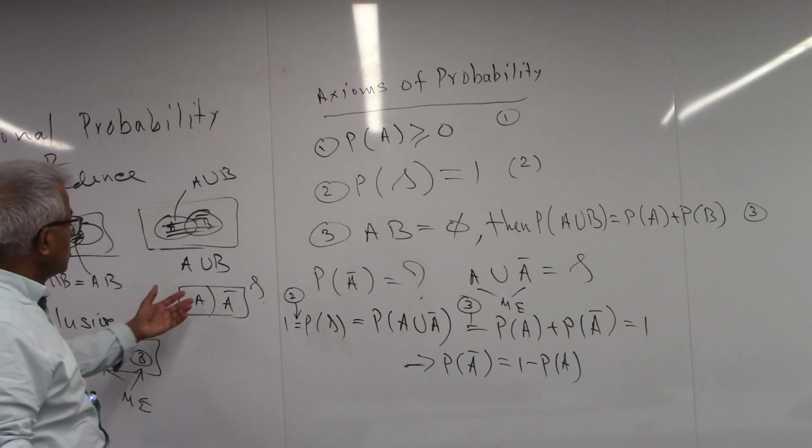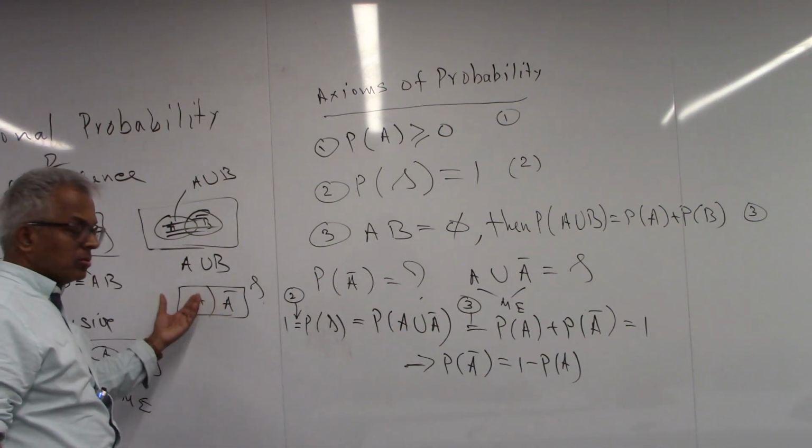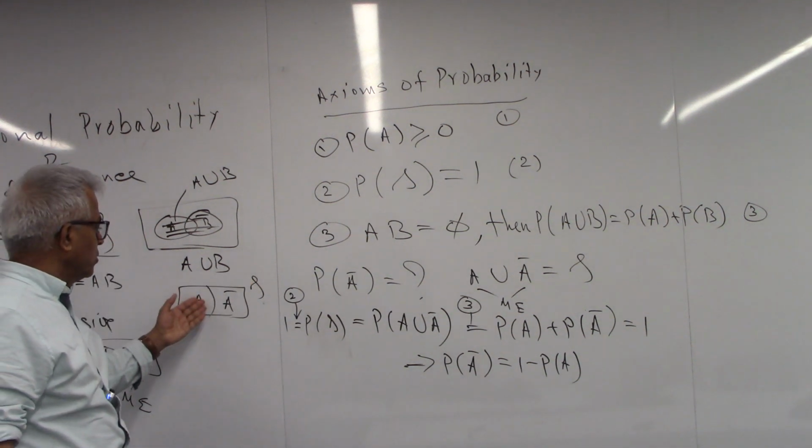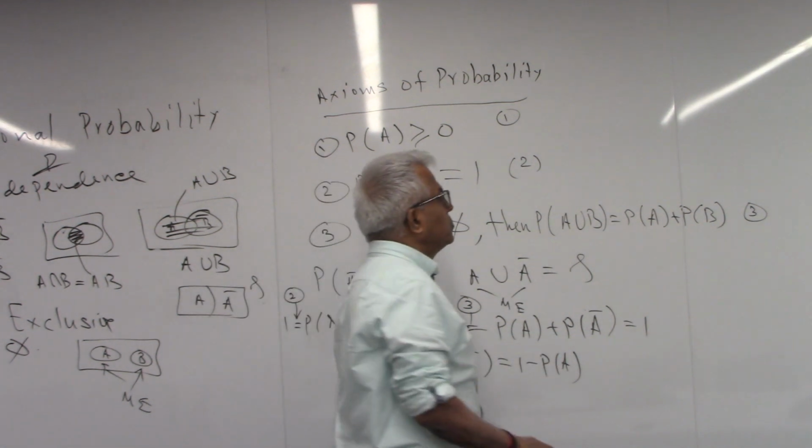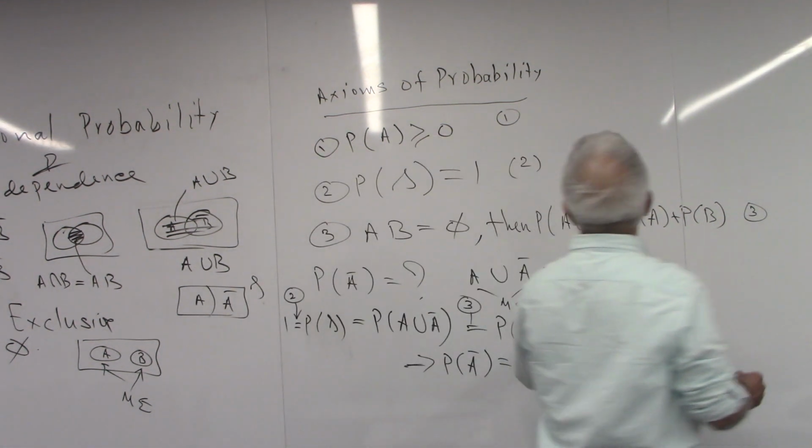So I used something like this when I explained earlier about tossing a coin. So in a coin, you have only 2 outcomes, head and tail. So they cover the whole set. So head union tail is the whole set. So probability of tail is 1 minus probability of head. So we can also use this to compute.